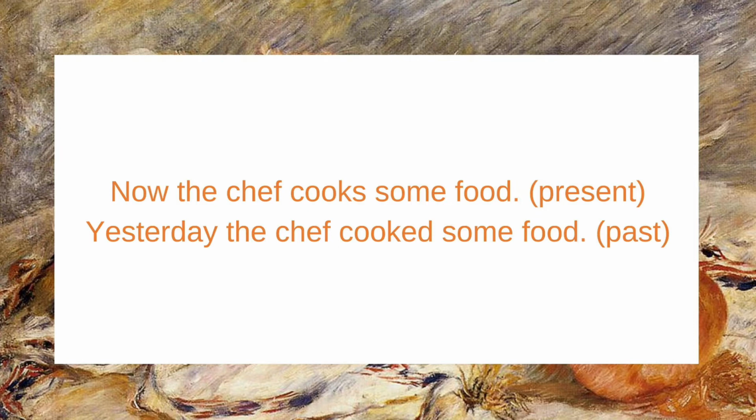For example, look at the sentences, now the chef cooks some food, and yesterday the chef cooked some food. The words cooks and cooked are verbs. In the first sentence, the verb cooks is in the present tense. What is the chef doing now? The chef cooks some food. In the second sentence, the verb cooked is in the past tense. What did the chef do before now? The chef cooked some food.